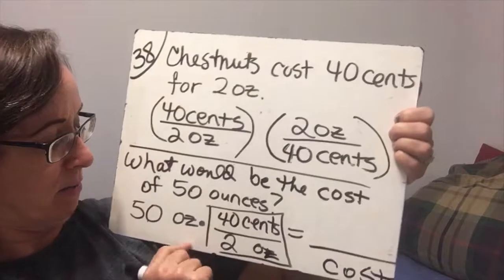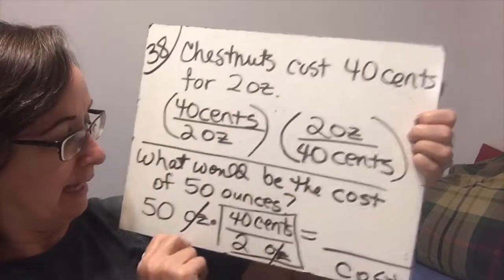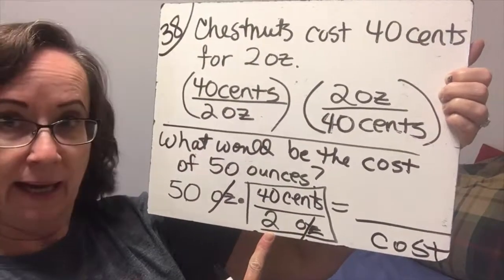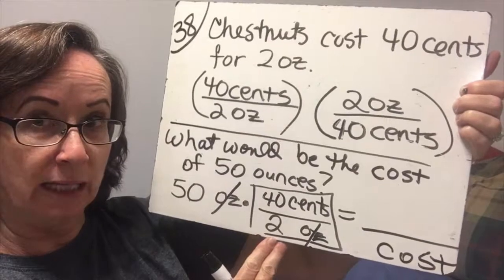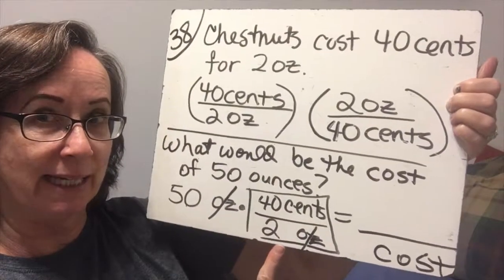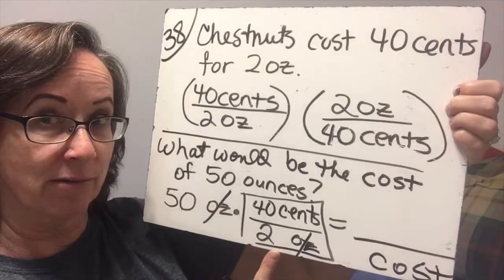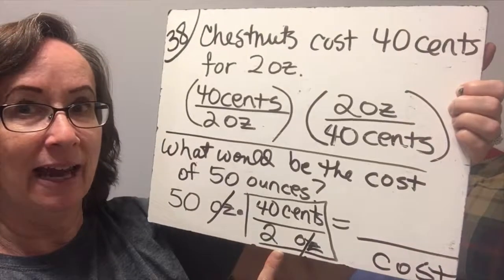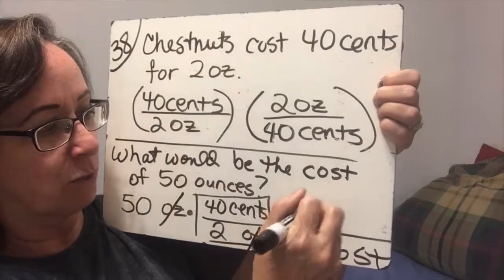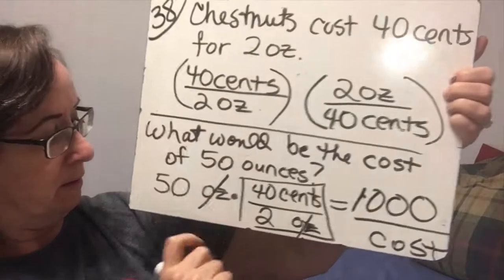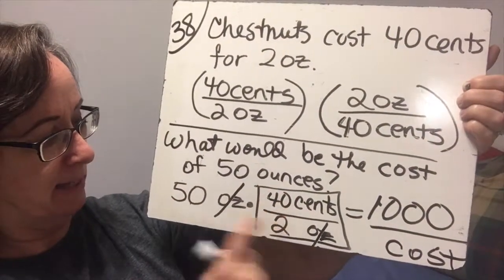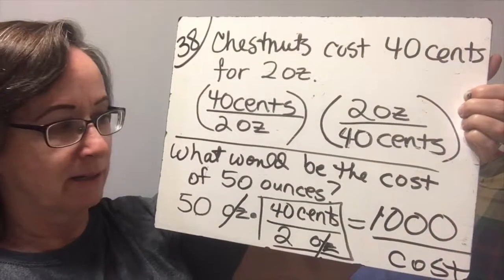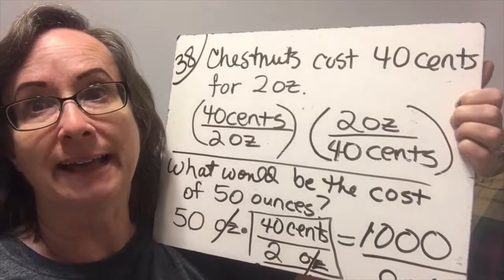Okay, so now our ounces cancel ounces, and 50 times 40, all divided by 2, but 40 divided by 2 is 20, and 50 times 20 is easy because they each have a 0 on the end. So 5 times 2 is 10, and then we tack on 2 zeros. So 1, 0, 0, 0. Remember, this is 20. 5 times 2 is 10, and then we tack on the 2 extra zeros. So now we have 1,000 cents.